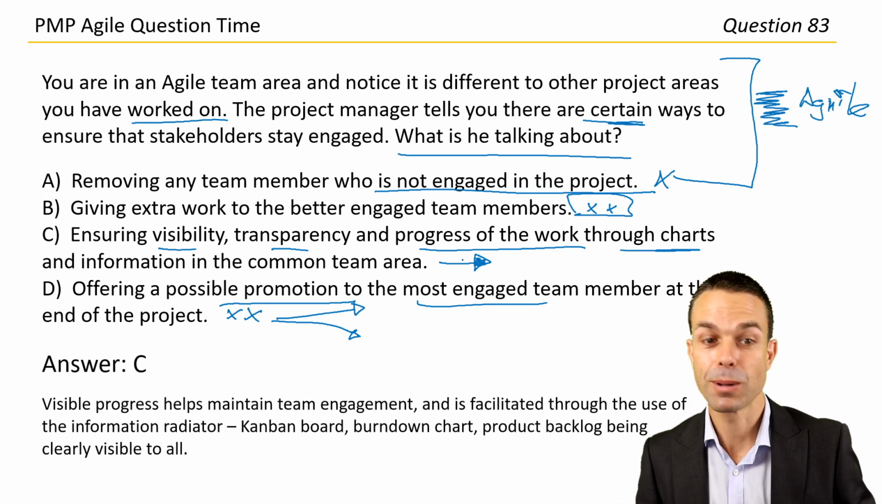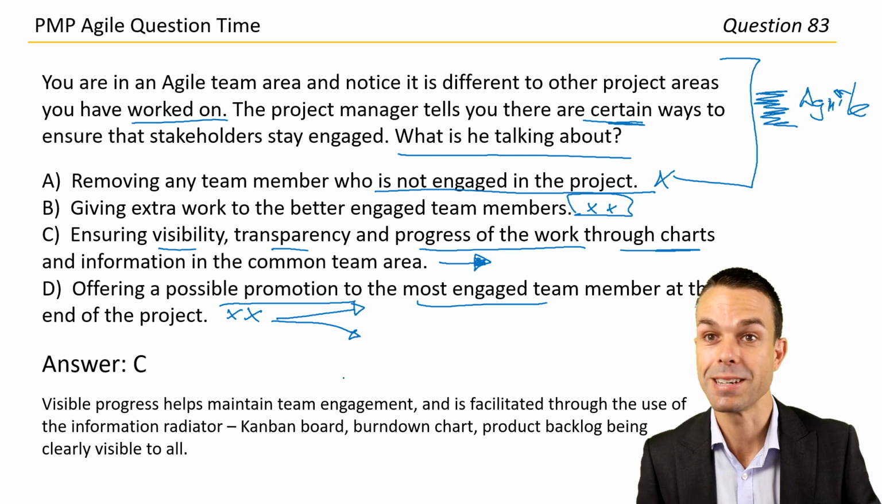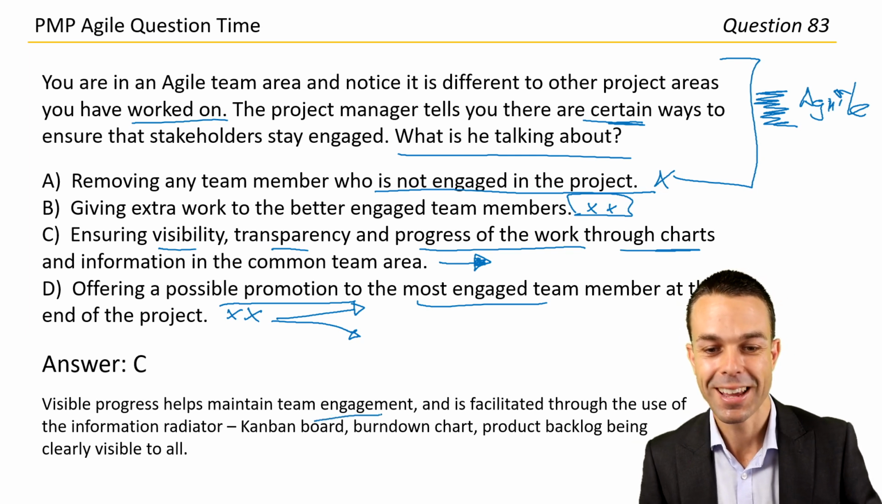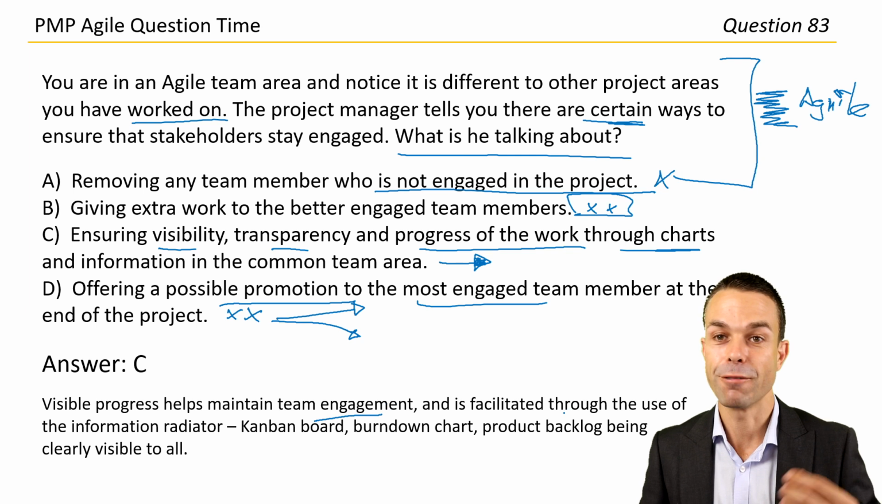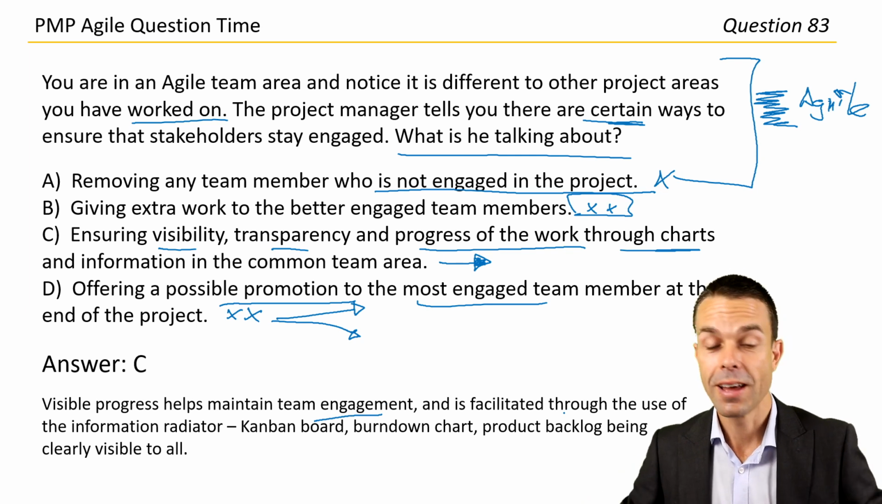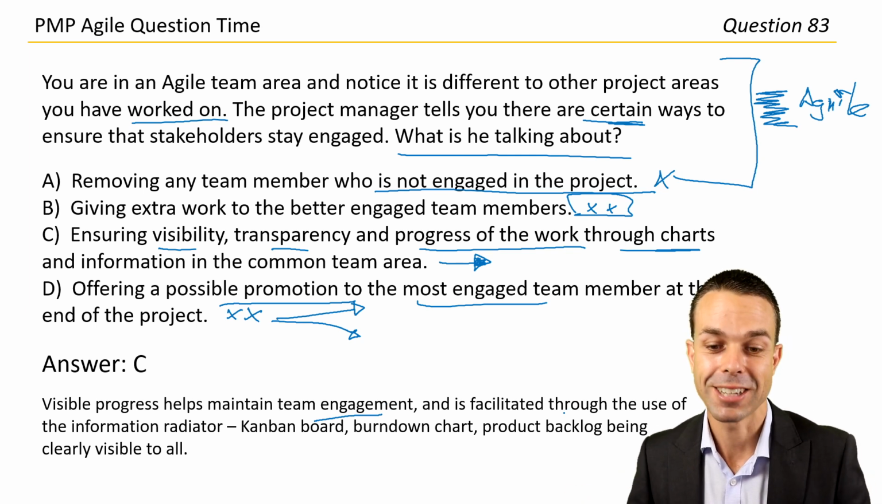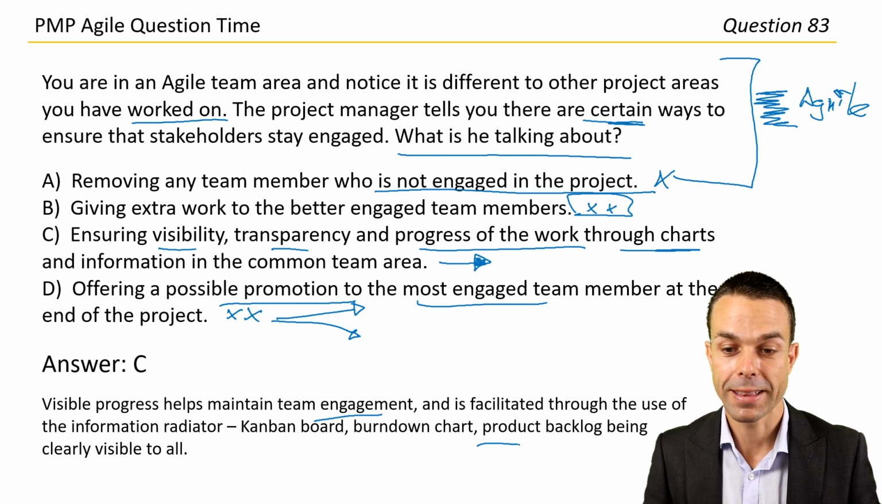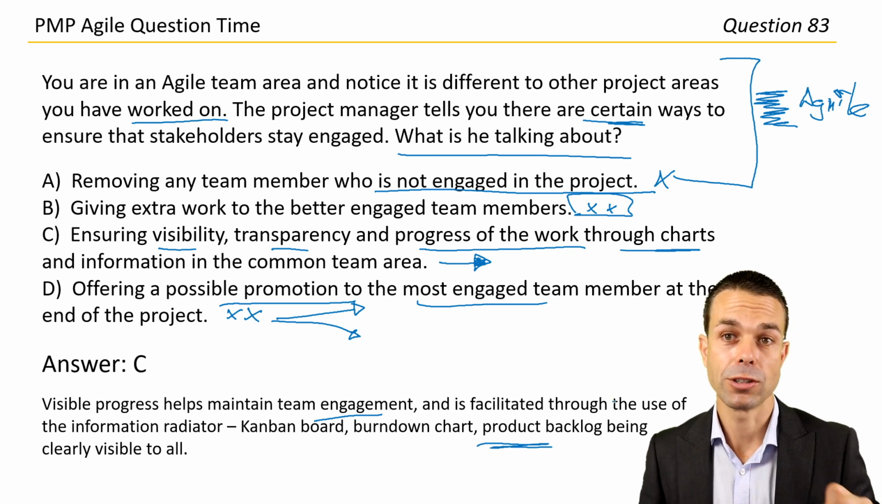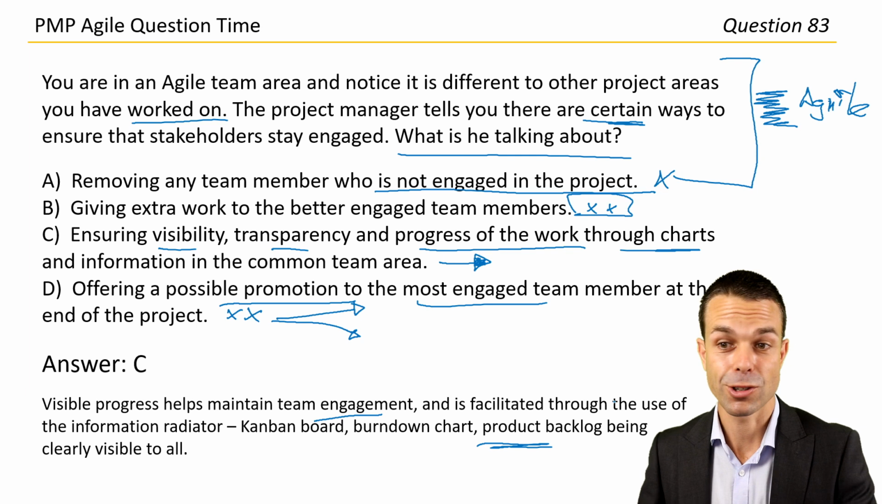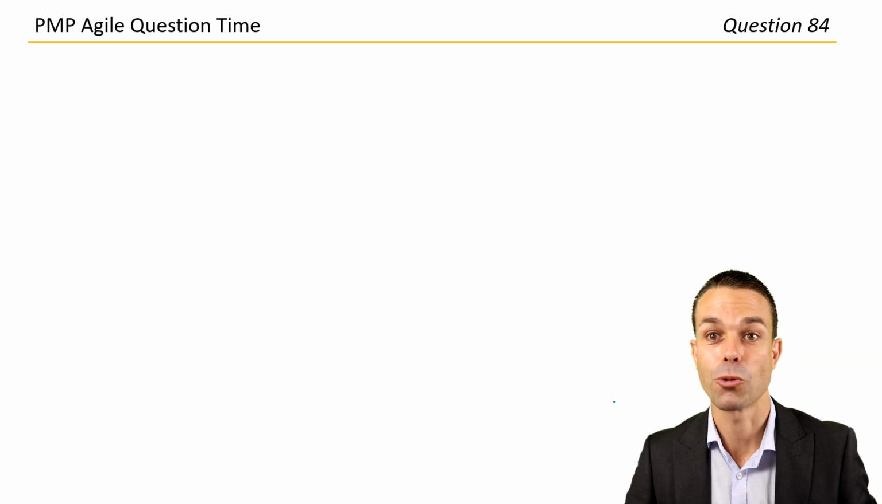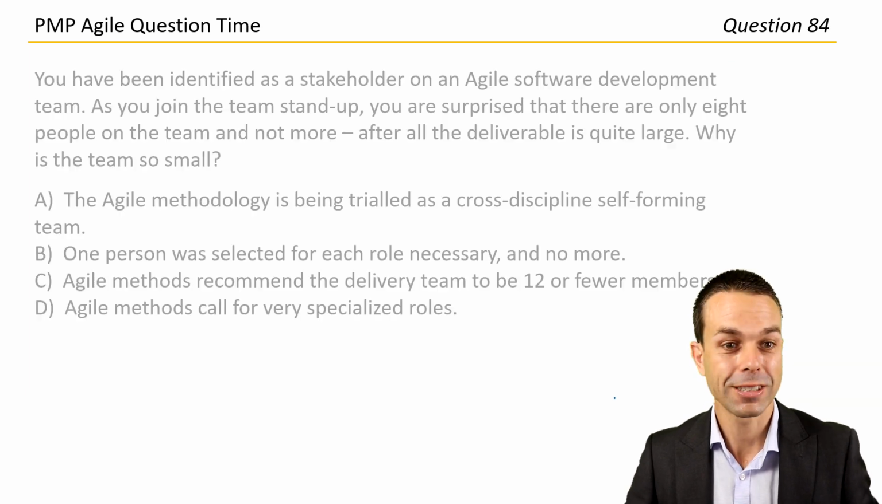And there it is. Visible progress helps maintain team engagement and is facilitated through the use of the information radiator, which is that team area, the Kanban board, the burn down chart, the product backlog, seeing that and being clearly visible to everyone. And that's just a great way to keep people engaged. Great stuff, guys. Last 4 questions, doing great.